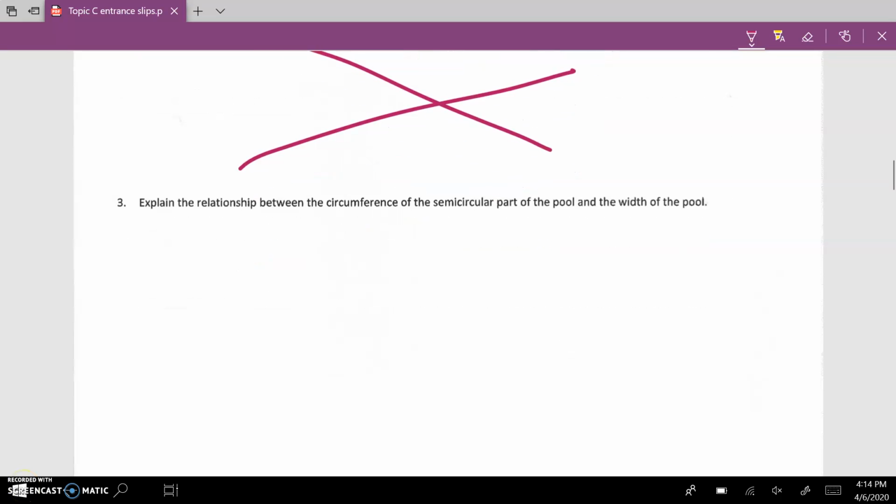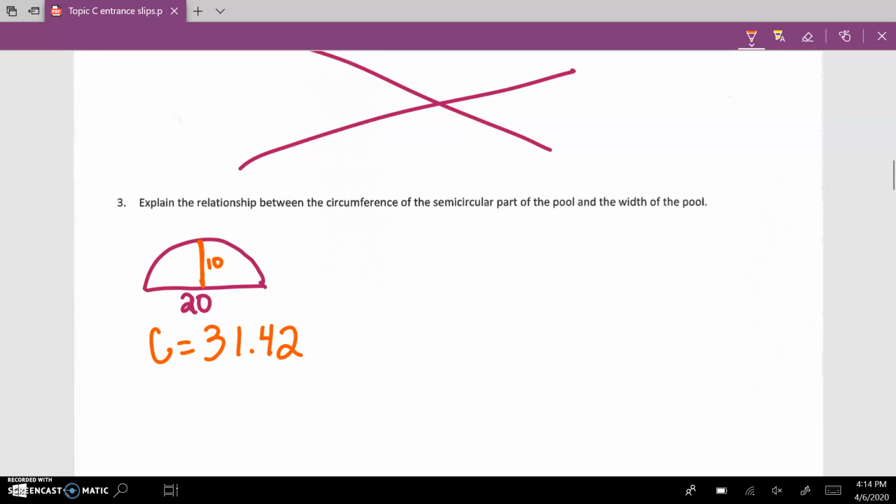In the last one, explain the relationship between the circumference of the semicircular part of the pool and the width of the pool. Again, kind of a theoretical question, but it's something we can talk about. We have this semicircle, which we know the diameter is 20, which means that the radius, halfway, would be 10. When we found the circumference of this semicircle, we got 31.42.